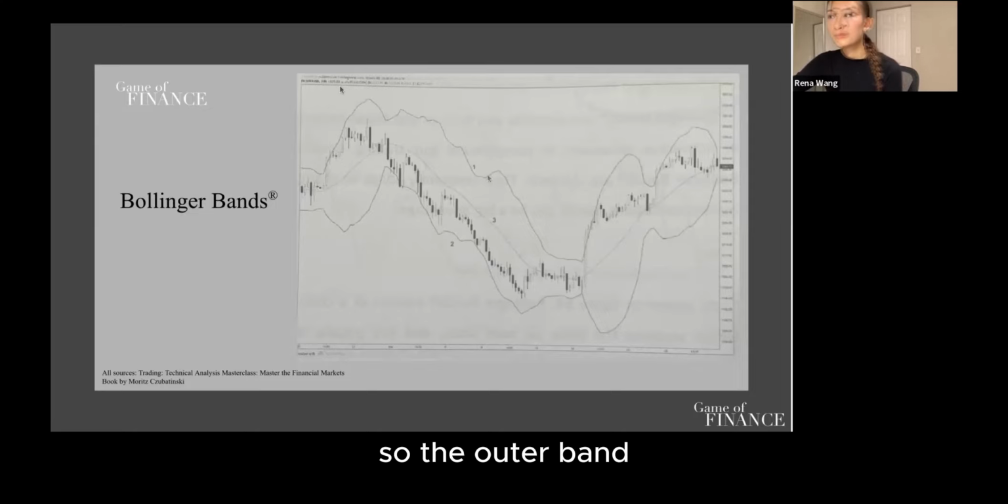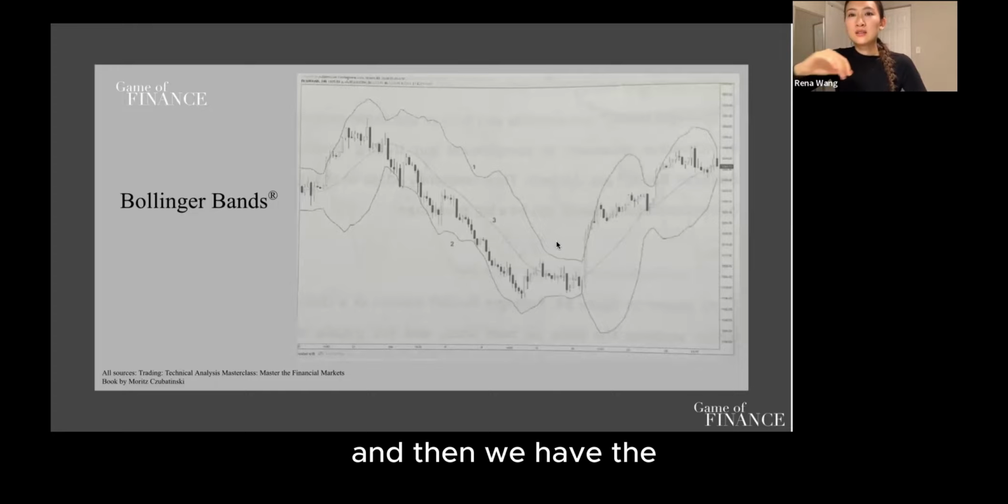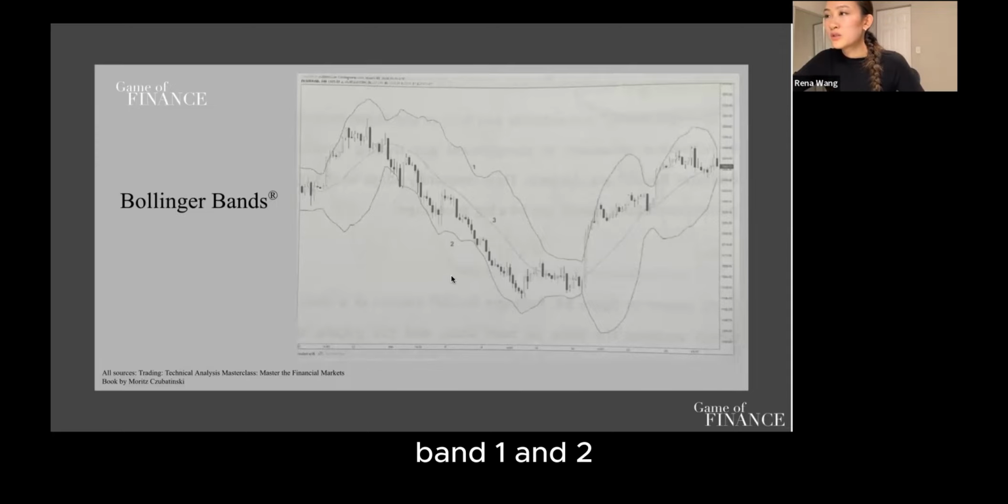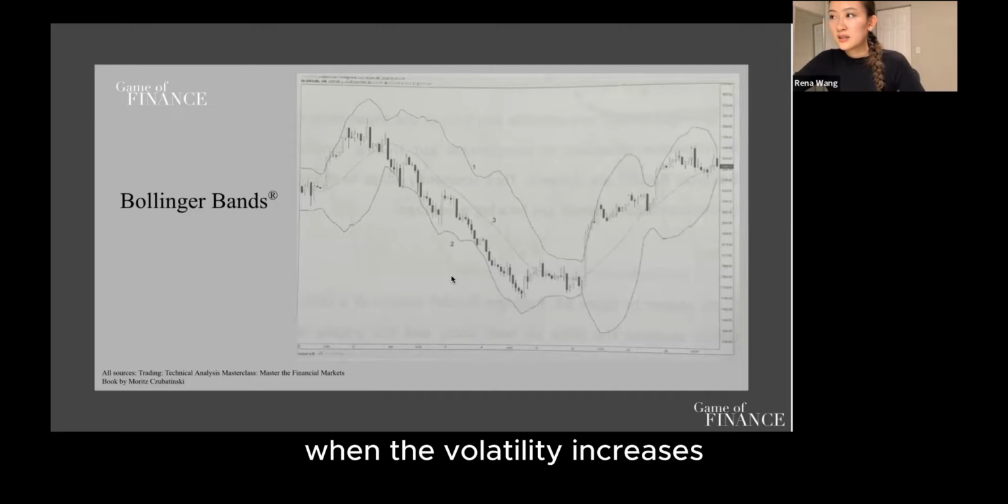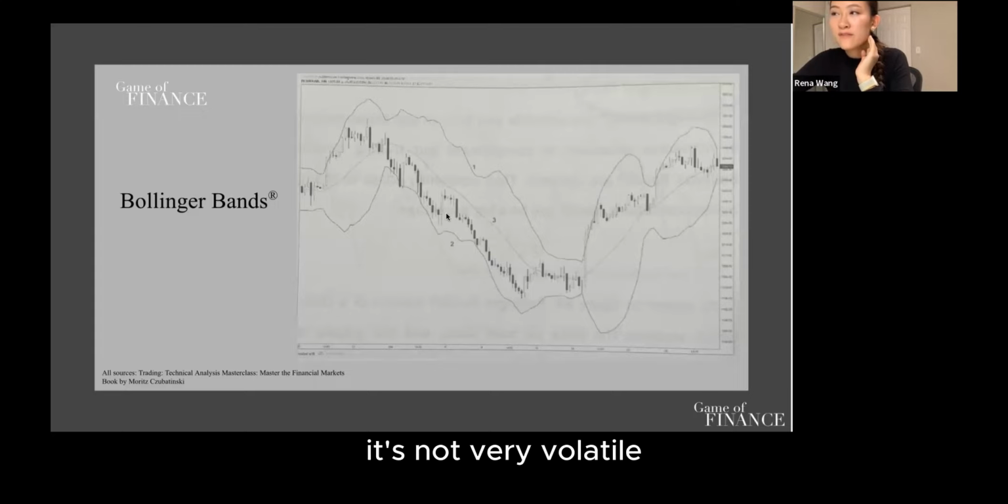The outer band, the upper band right here, measures the volatility, the extent to which the price fluctuates. Again, momentum, right? When the price goes up and down more strongly, the bands widen, and then they contract. So that's the outer band. When the volatility increases, the band widens, so it creates bigger bubbles. For example, right here it's not very volatile. It's going up and down, but you see a very obviously downward trend. So here the band is comparatively narrower than this.